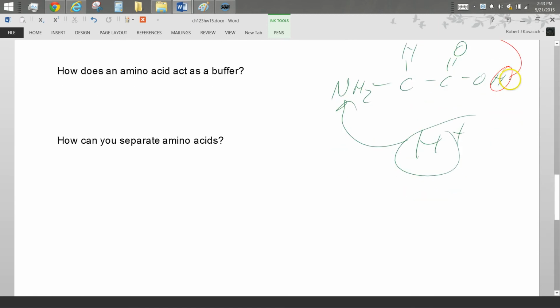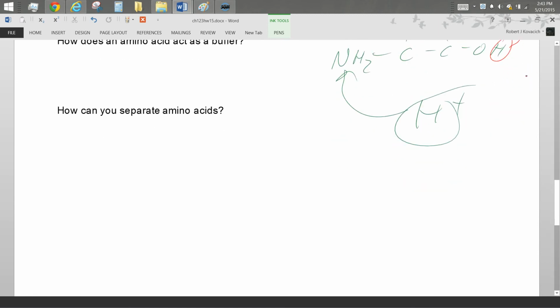How can you separate out the amino acids? Okay, we've already destroyed it. All I have is a solution filled with amino acids. So how do I get them to separate out? Using the IP, which is the isoelectric point.